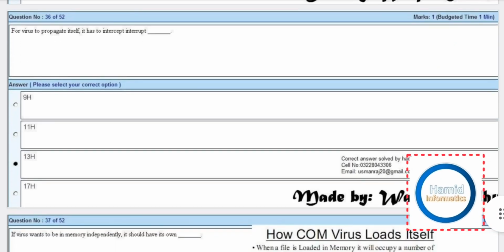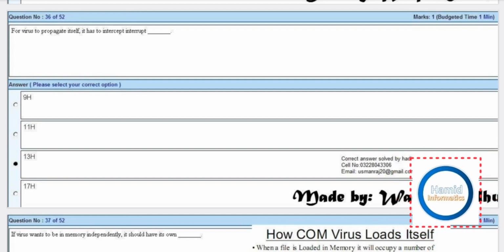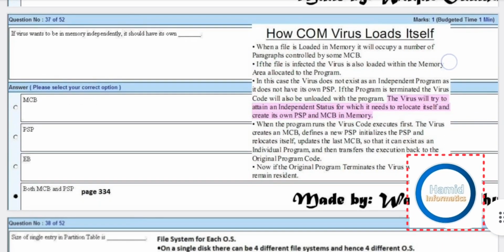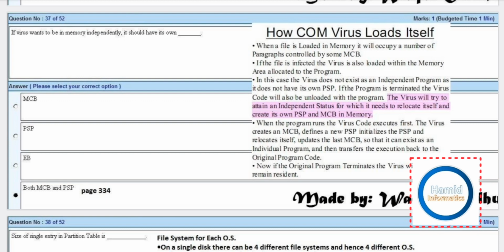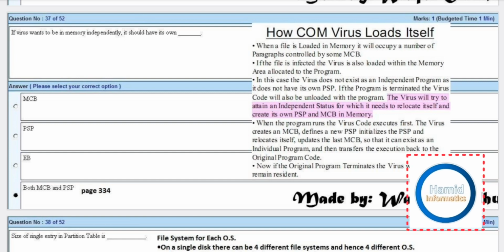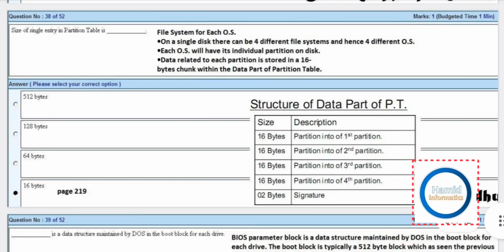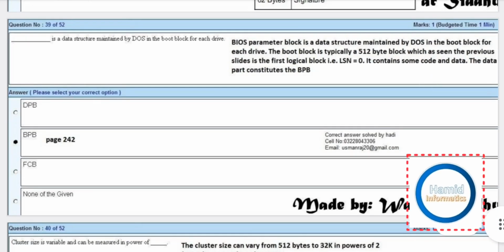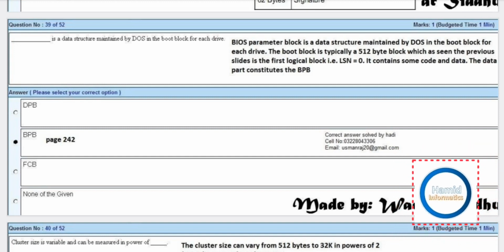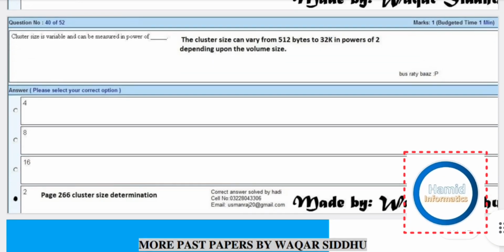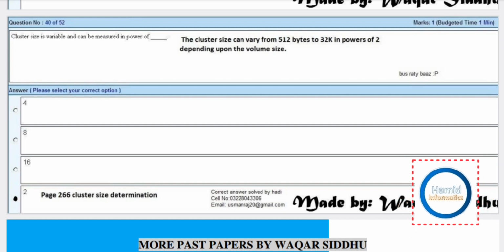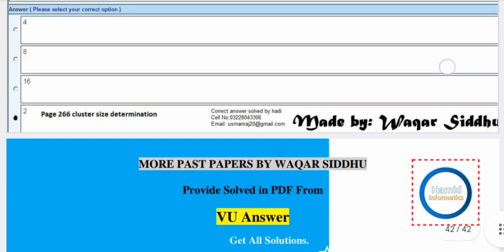In memory management, descriptor entry is of dash bytes, and the answer is 8. For virus to propagate itself, it has to intercept interrupt 30H, 13H. If a virus wants to be in memory independently, it should have its own both MCB and PSP. Size of single entry in partition table is 16 bytes. Dash is a data structure maintained by DOS in boot block of each drive, and the answer is BPB. Cluster size is variable and can be measured in power of dash, and the answer is 2.